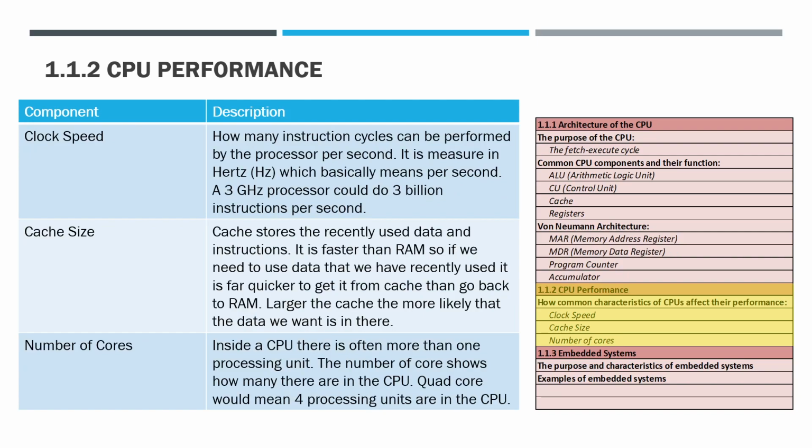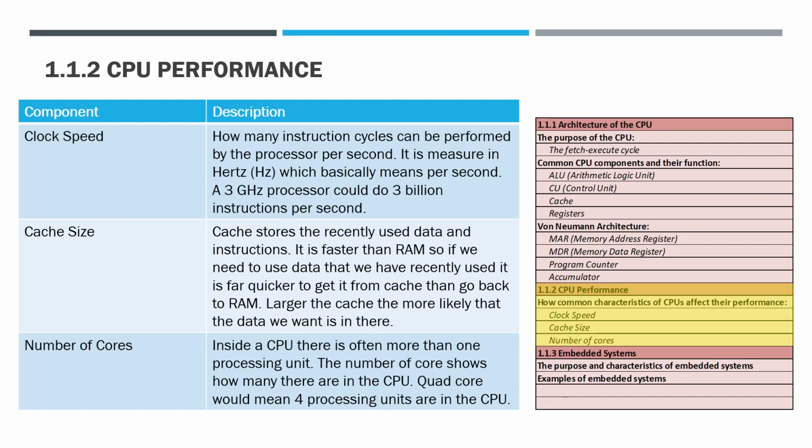So the CPU performance. So there are 3 main characteristics of a CPU that you can use to decide how fast it might run. The clock speed, cache size, and number of cores.